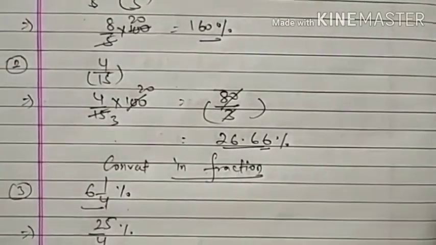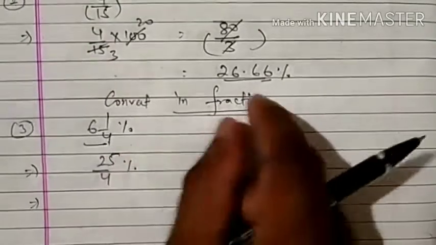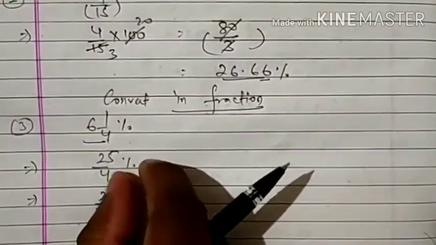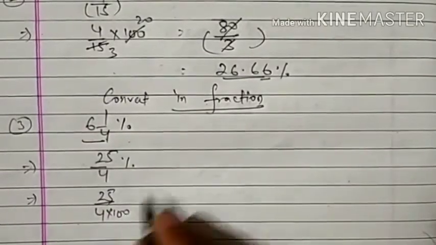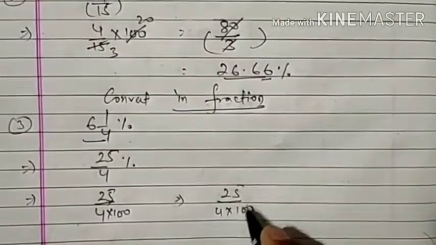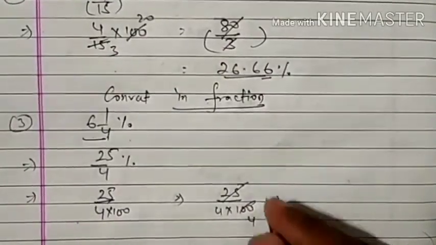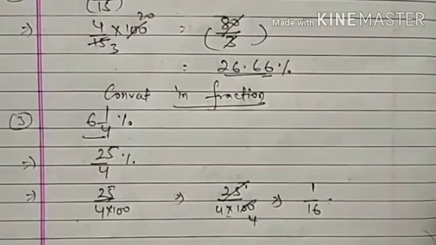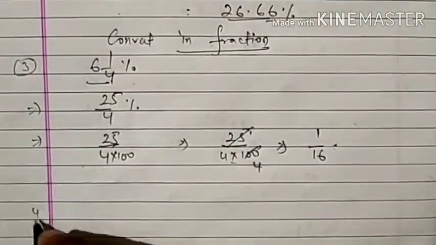And what do we know? To convert any percentage into a fraction, we divide it by 100. So 25 by 4, and we will remove the percent sign. And what we will write here? 100. So what do we get? 25 by 4 into 100. 25 times 4 is 100. So 1 by 16. I hope it is clear to everyone. Let's move on to the next question.